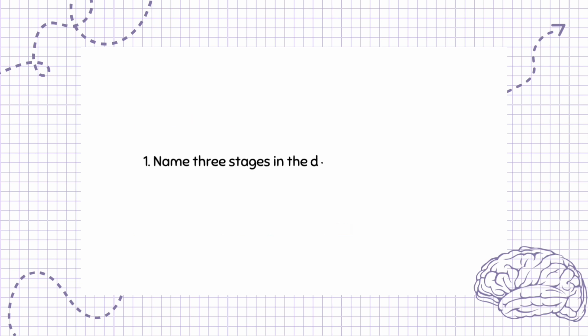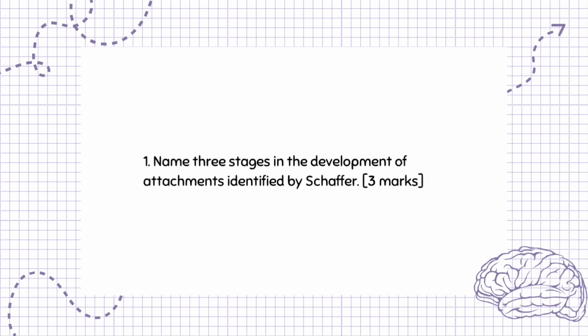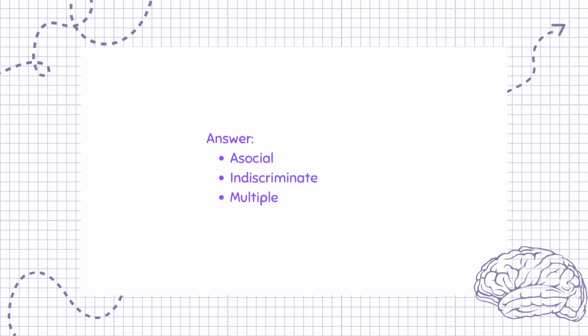Question 1. Name 3 stages in the development of attachments identified by Schaffer. 3 marks. Asocial, indiscriminate, multiple.